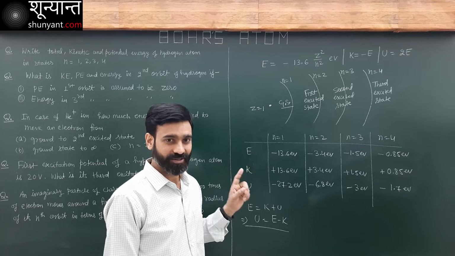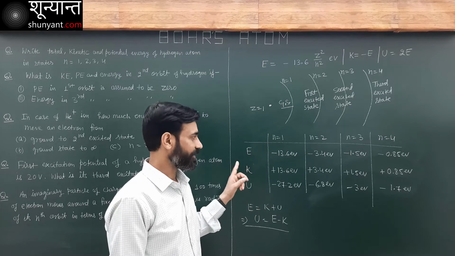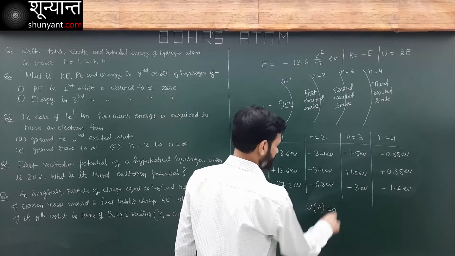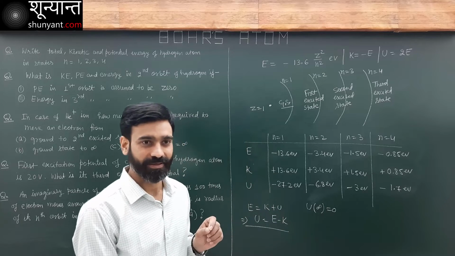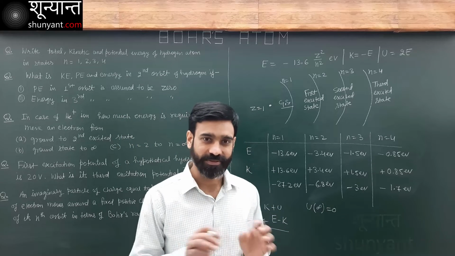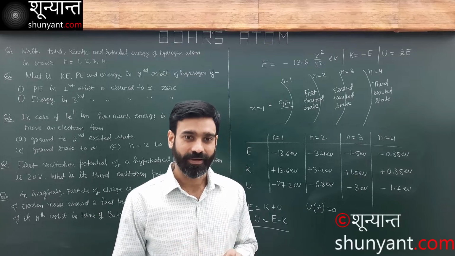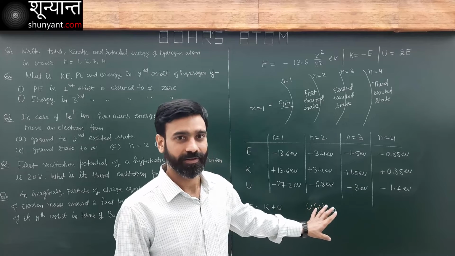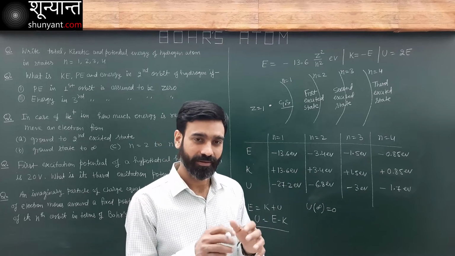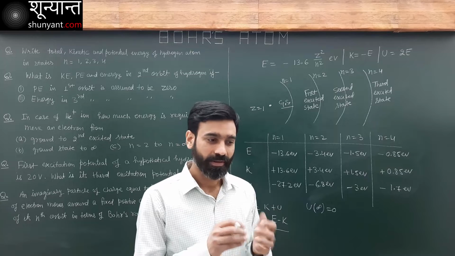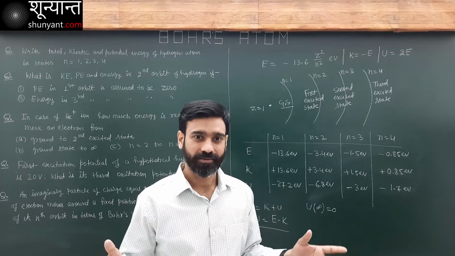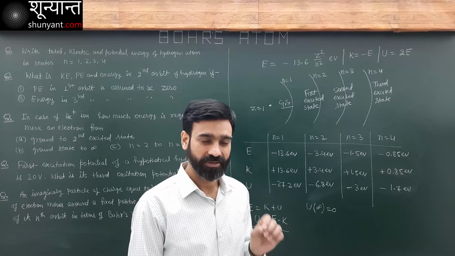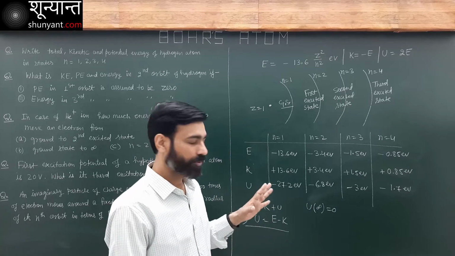Considering that U at infinity is 0. My reference is at infinity. This is the normal reference. If nothing is specified, then we take our reference to be at infinity. We are assuming that when the electron and the nucleus are infinitely separated, in that case the potential energy of the system is taken to be zero. That is our normal reference.